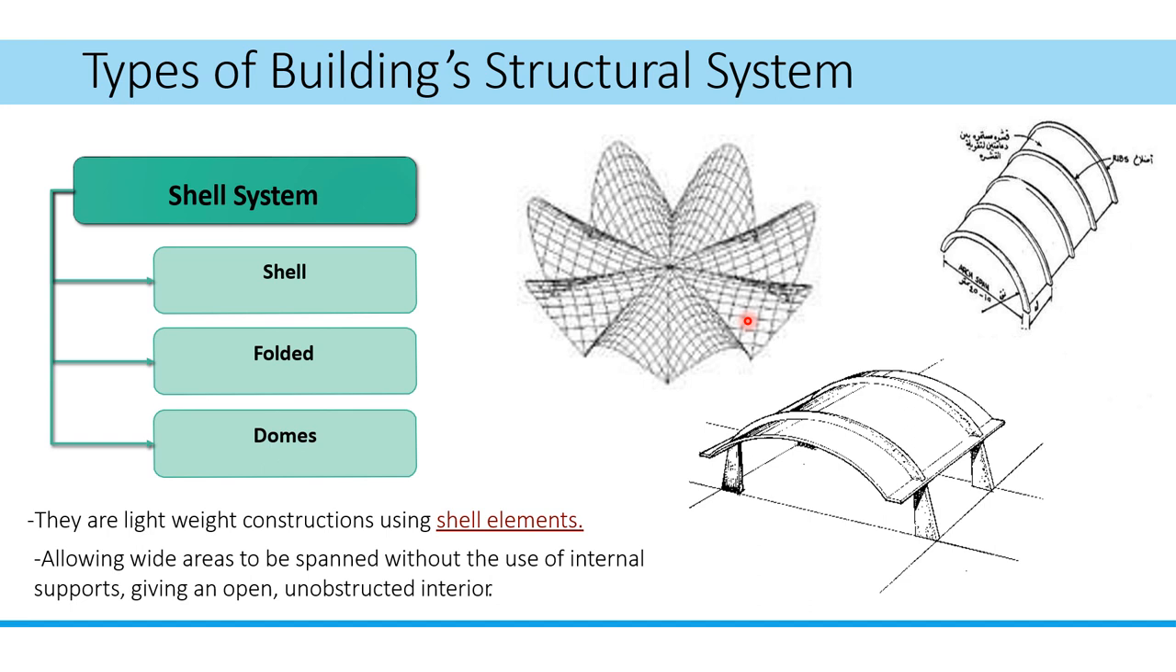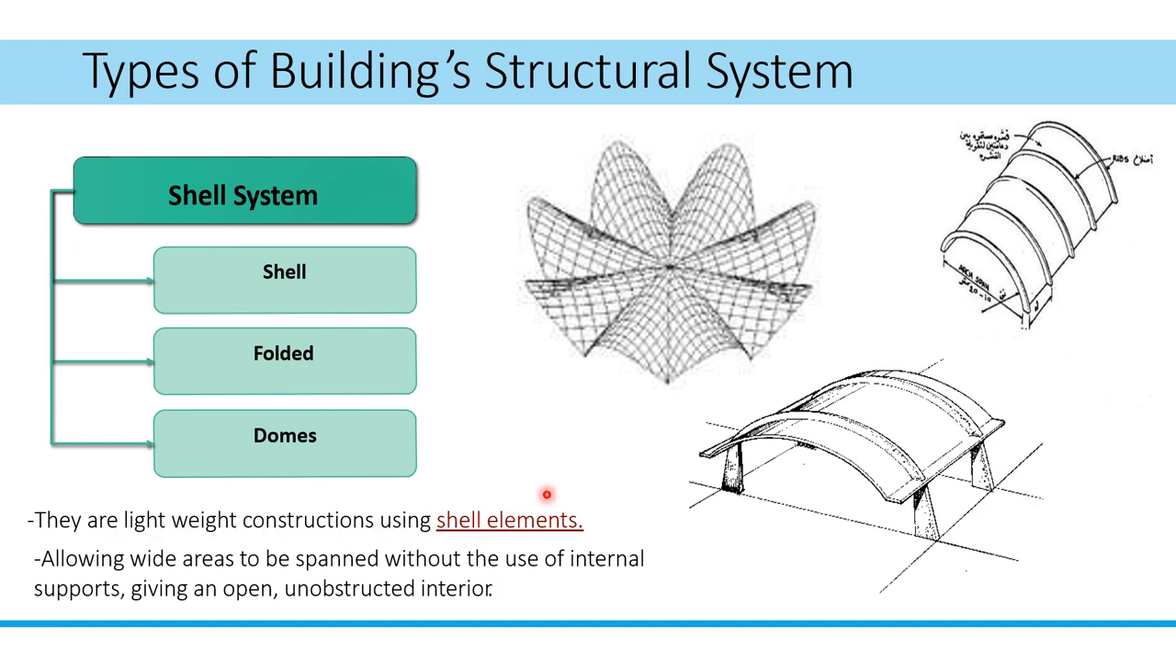The next type of structures are shell structures: shells, folded plates and domes. They are lightweight structures using shell elements. First of all, what are shell elements? You can conceive from the building system that the slab elements are shell elements, the plate elements are shell elements. So we can use the shell elements as long span arches, or in a curved form. They are lightweight structures using shell elements.